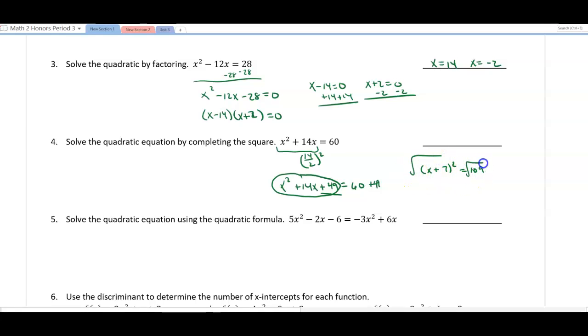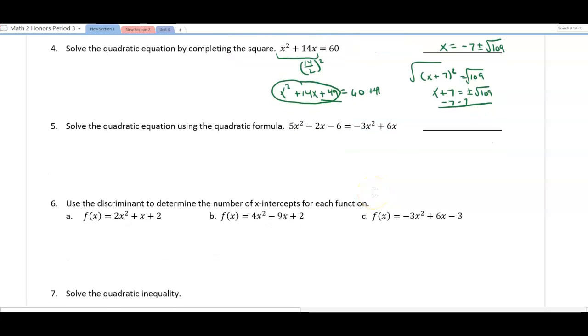Now I can go ahead and take the square root of both sides. X plus 7 equals plus or minus the square root of 109. And if I subtract 7 from both sides, x equals negative 7 plus or minus the square root of 109. 109 cannot be simplified, so leave as is.